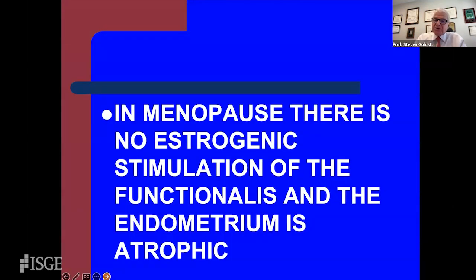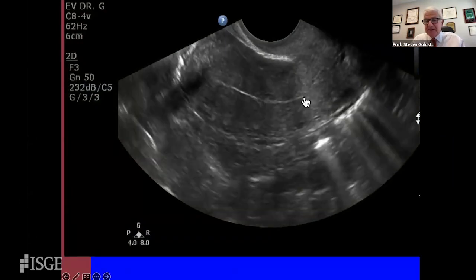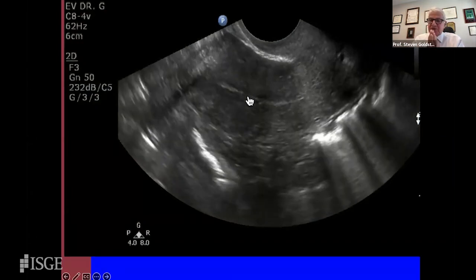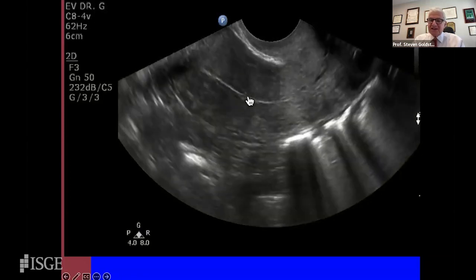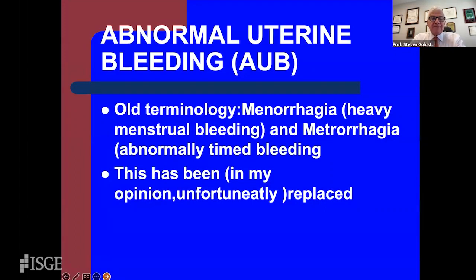In menopause, there is no estrogenic stimulation of the functionalis, and so the endometrium becomes atrophic. If we look at this menopausal patient, once again this thin white line represents an interface between two sides of inactive atrophic endometrium.